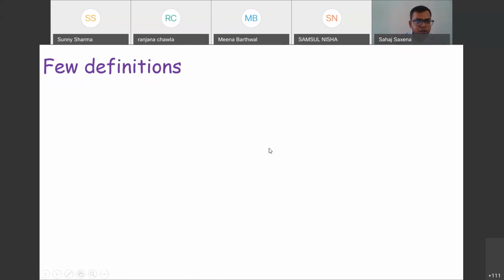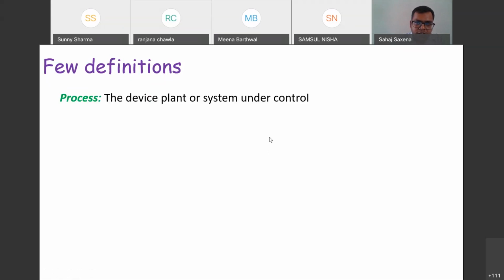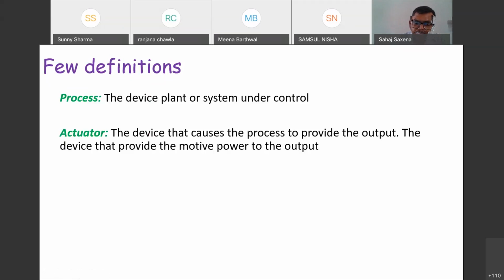Now, before moving on towards some more complex terms, we will learn a few definitions, and we will use those words to understand more about robot control. So there are a few terms. The first is process. Process is the device, plant, or system which I actually want to control. Then we have an actuator. The actuator is a device that causes the process to provide the output, the device that provides the motive power to the output. So this is the main component that actually drives the plant.